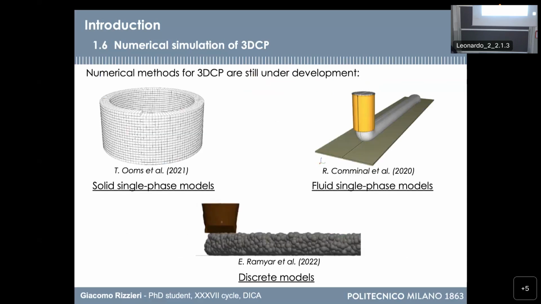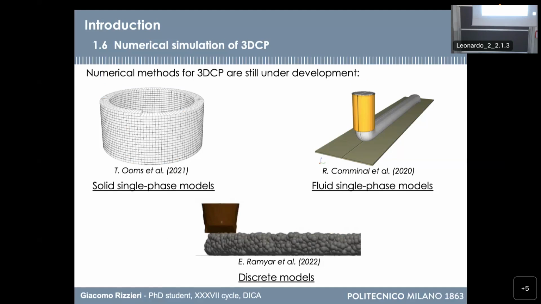Okay, now coming to the numerical simulation, there are three main families of numerical simulation tools available. However, all these families are still under development, so they are not ready to use tools. We can see that the solid single-phase models, which are this one on the top left, they use the idea to activate solid finite elements along the paths to reproduce the printing.